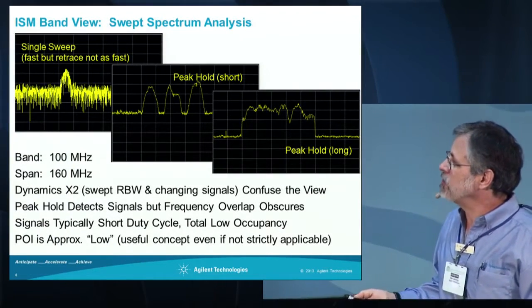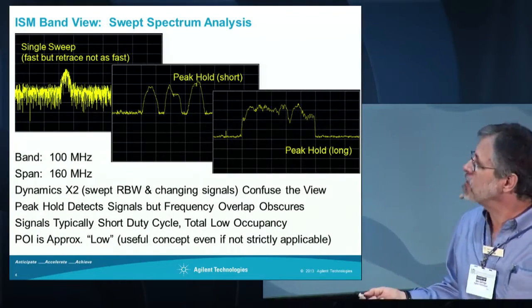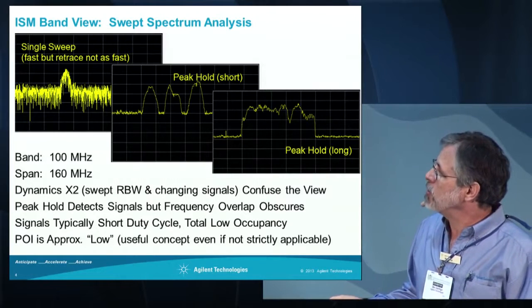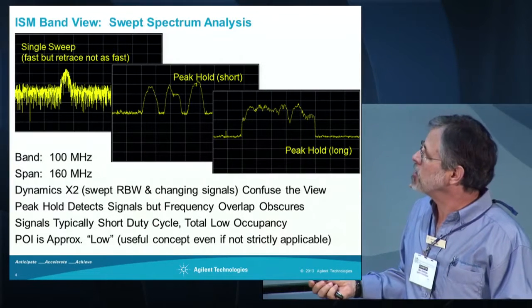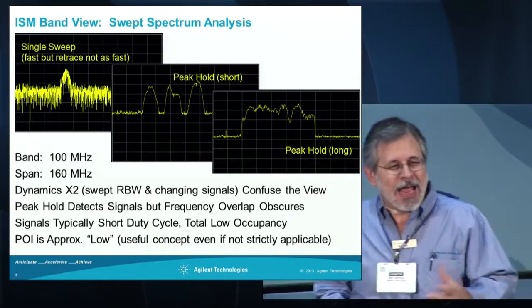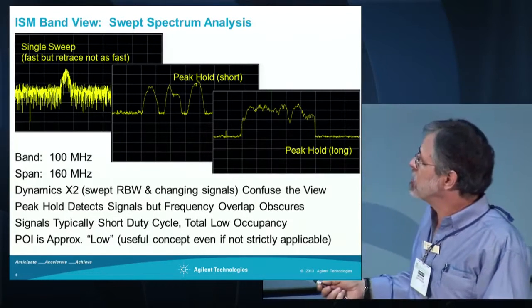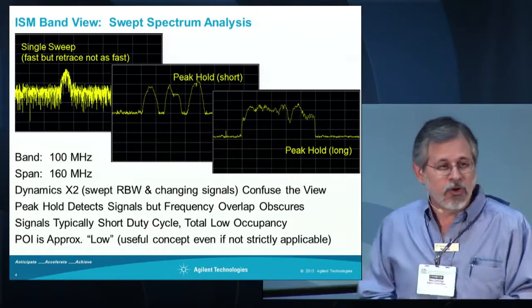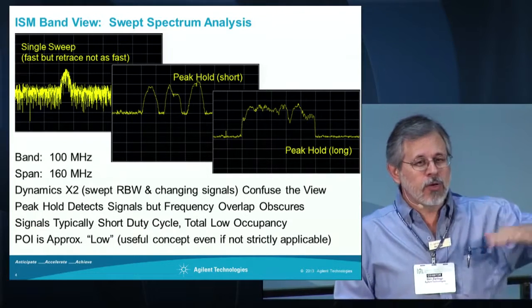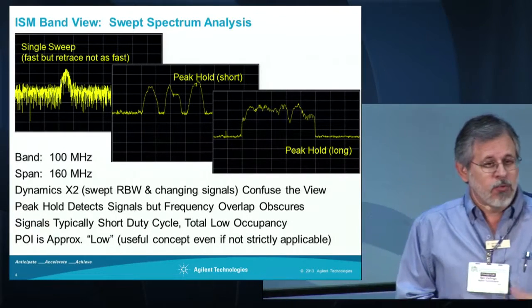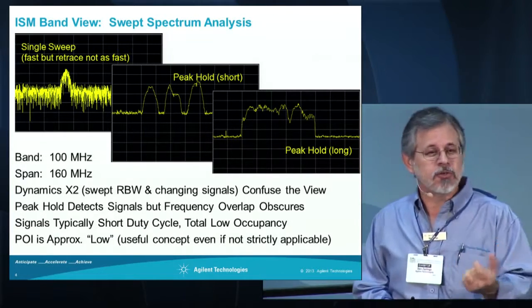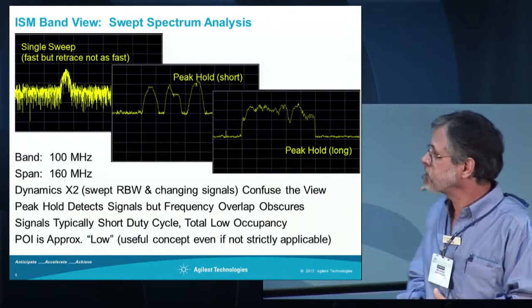The traditional technique for swept analyzers to see the signals is to switch to peak hold, either a short duration peak hold or a long duration peak hold. That has its own challenges as well, because some of these wider signals obscure some of the narrower ones, and they don't really reflect the dynamics of the signal, because you have the dynamics of the analyzer's sweeping res bandwidth filter.